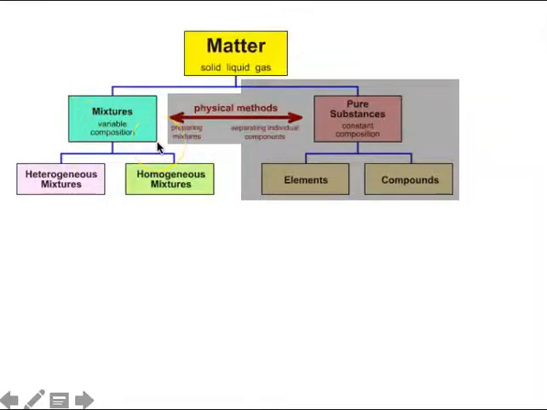Well, it turns out that if you imagine an example that you know to be a mixture, like let's say salt water, variable composition means that I can put as much water or salt in there and it's still going to be salt water, right? In other words, I could have a whole bunch of salt, I could have just a little bit of salt, it's still a mixture of salt water. That's classic to mixtures, that idea of a variable composition.